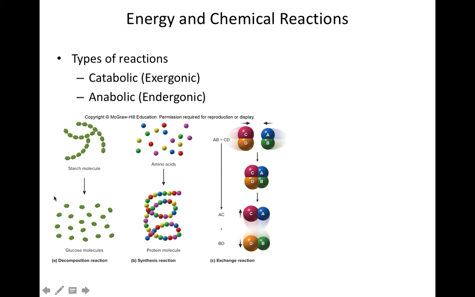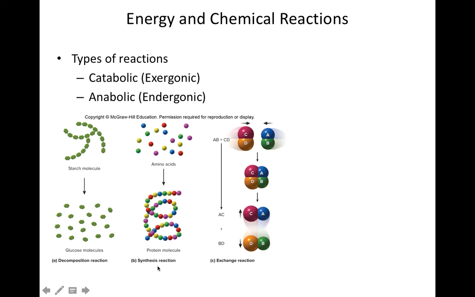Catabolic reactions. These are decomposition reactions. You've got a molecule, so here's starch. This is what makes carbs delicious. And what it is, is a branched polymer of thousands of glucose molecules. So when you break these bonds to form the individual glucose molecules, you are going to release the energy that is stored in those bonds. Therefore, catabolic or decomposition reactions are what are termed exergonic. They release energy.